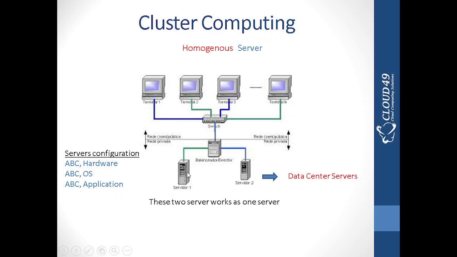Like here you can see we have two servers. You can add one more, 3, 4, 5, 6, 7, 8, 1000, 2000, 3000, 1 lakh, 2 lakh, 3 lakh, like that. Once the number of servers increases, this type of environment we call data center servers. These two servers work as one single server. If you add 3 servers and do clustering between them, they also work like a single server.